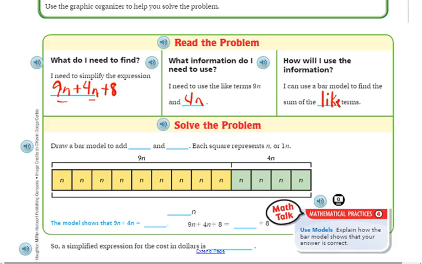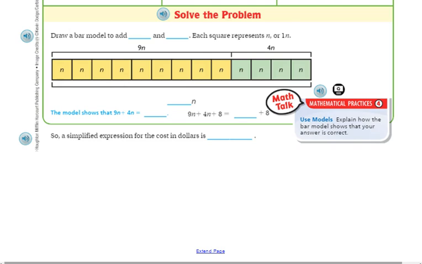All right, so let's take a look at what this model is going to look like. It says draw a bar model to add 9n and 4n. Each square represents an n, or 1n, and if you remember back from our conversation the other day in class, any variable that's by itself has an invisible 1 as its coefficient. However, we do not write it like this. We always write it just as n. Just want to hit that. It's usually a common mistake here.